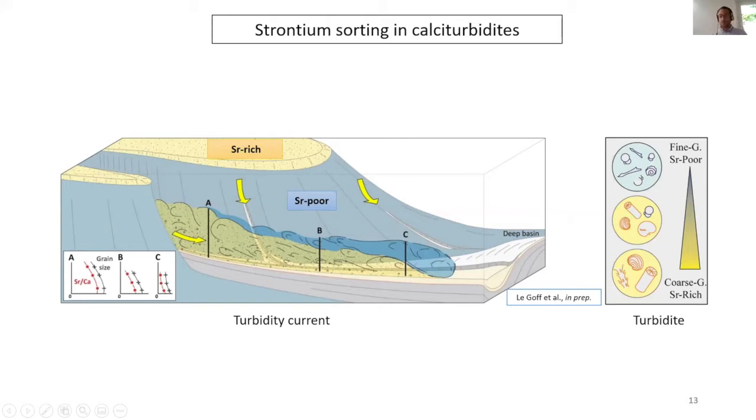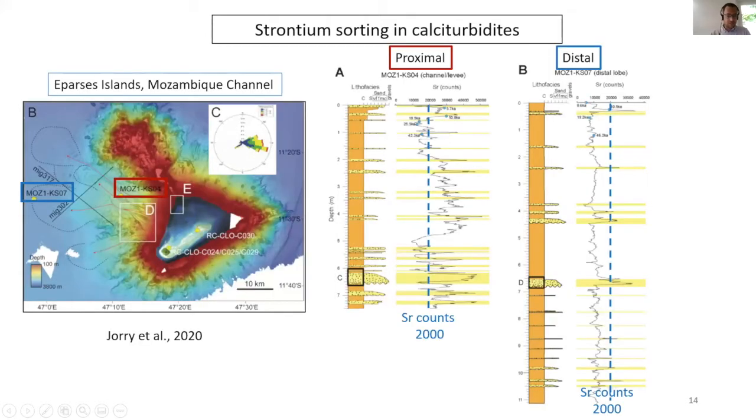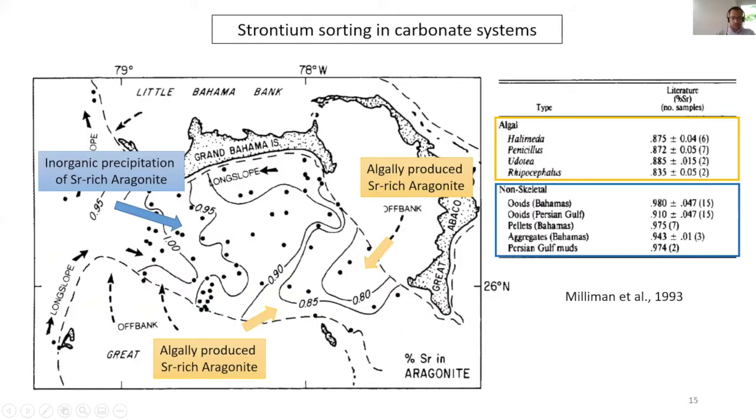So other examples of strontium calcium ratios in the world, I've been looking for this, and I found this very interesting study from Jory et al. 2020, with two cores from proximal setting KS04 and distal setting KS07, and you can see also the concentration in terms of strontium, which is much higher in the proximal setting than in the distal setting. So that's pretty interesting.